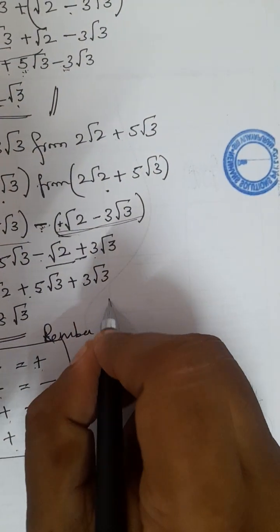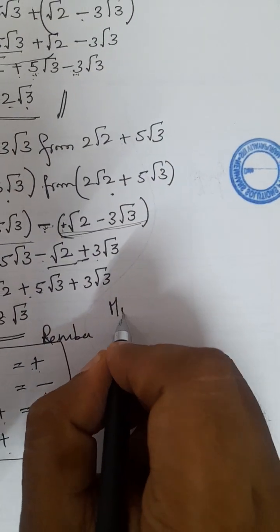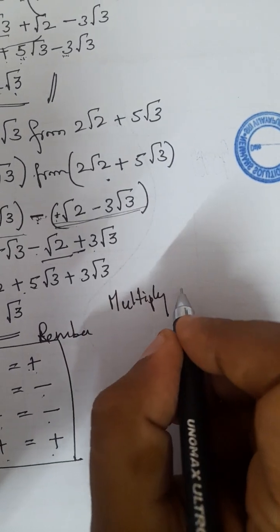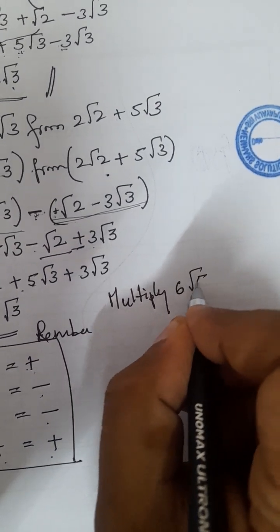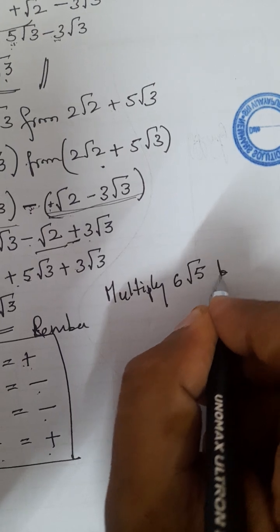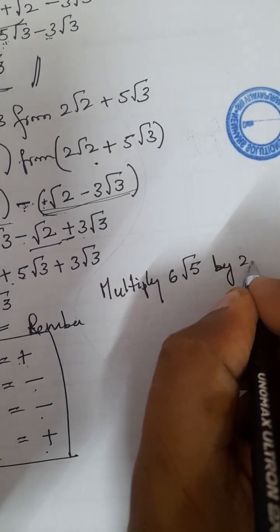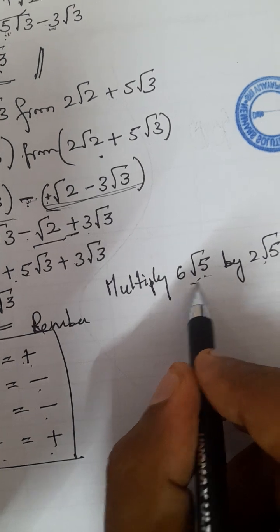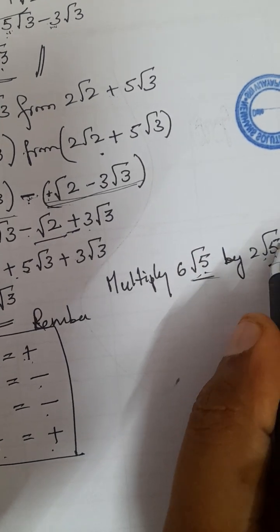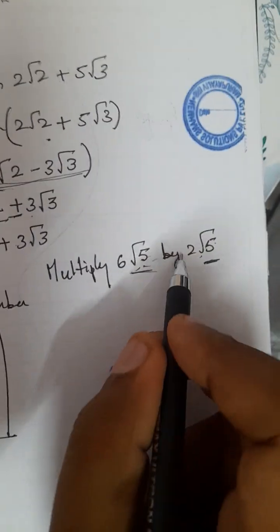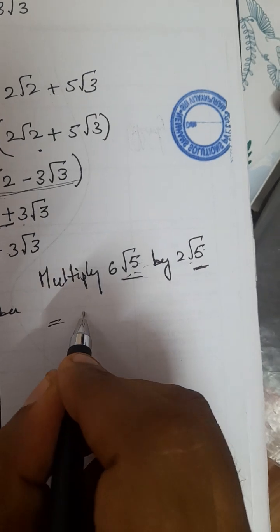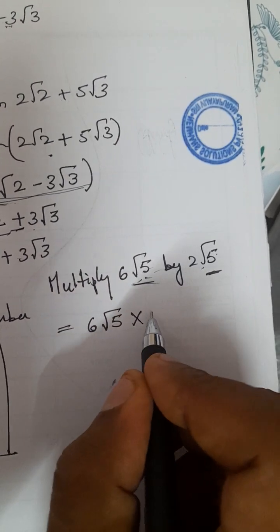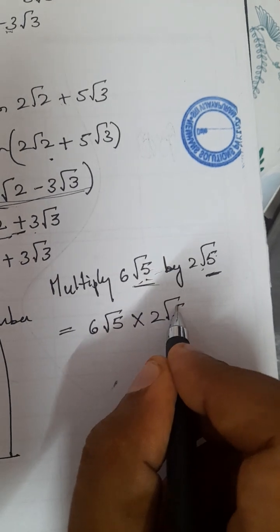The question is, multiply 6 root 5 by 2 root 5. Now both are similar irrational numbers, because they have root 5 in common, so it is very easy. This is equal to 6 root 5, which means into 2 root 5.